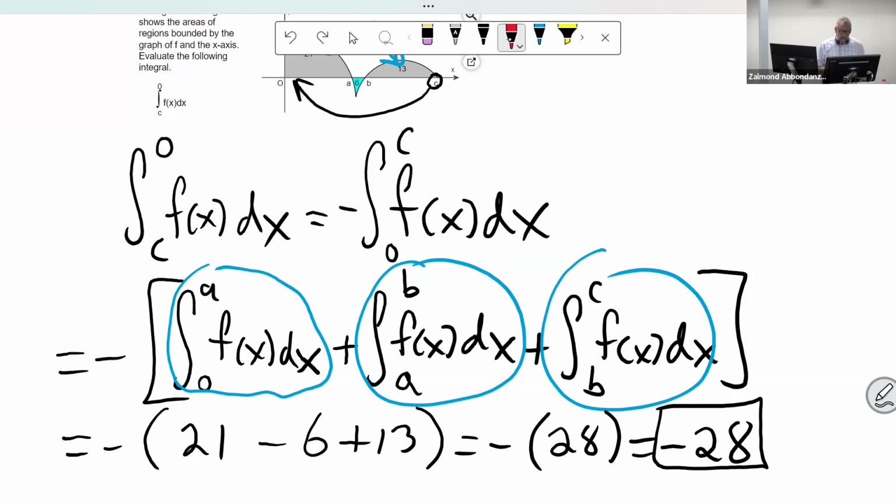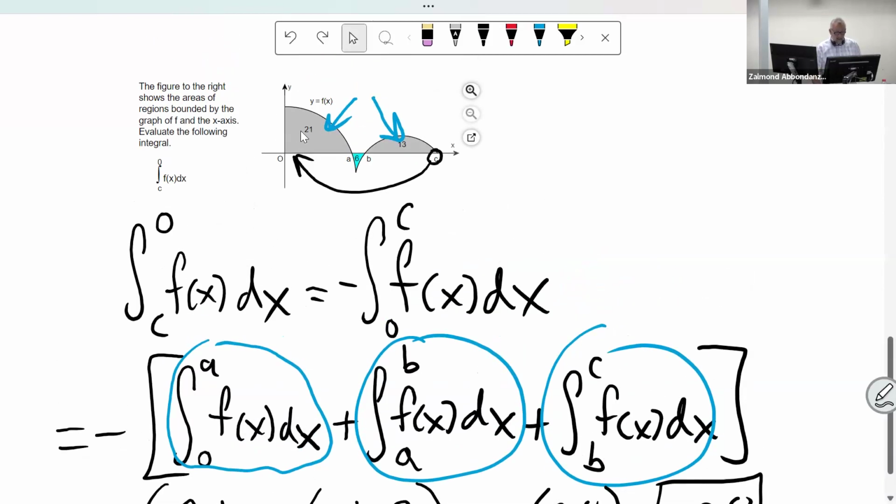So you'd be careful. If they asked the same problem and said, what is the total area or the net area? In that case, you would just add 21 plus 6 plus 13. That would give you the net area. But here they're asking you for the integral, which is not necessarily always positive and is not exactly equal to the area unless it's above the x-axis.